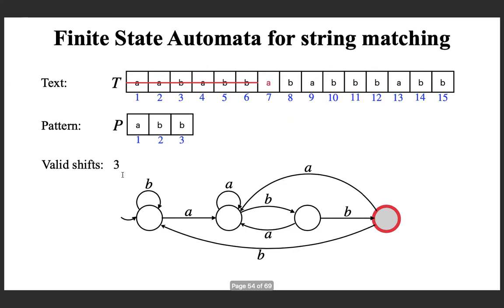Now, we continue. You are in this state, you are reading a small a. So, coming to this state. Now, what is the next input symbol? Small b. Going right to this state. Now, what is next? Small a. Going back to this state. What is next? Small b, taking you to the next state in the right. Now, you are processing a small b, coming again to the final state. So, what do you have to do? Print the index, which is now 11, minus 3, which is 8, as a valid shift.